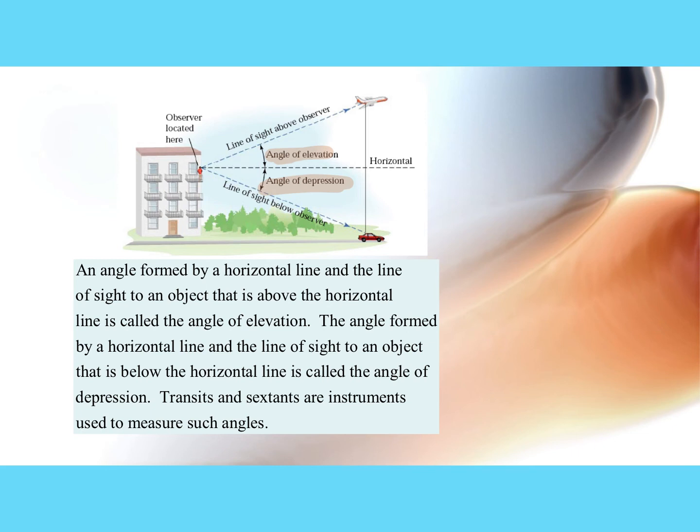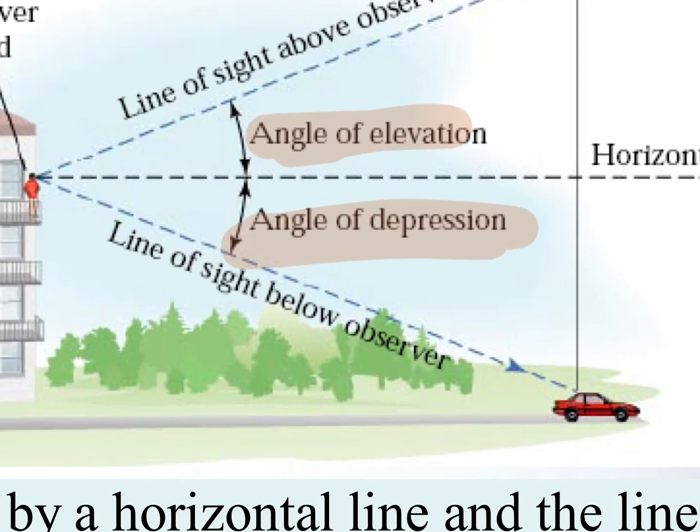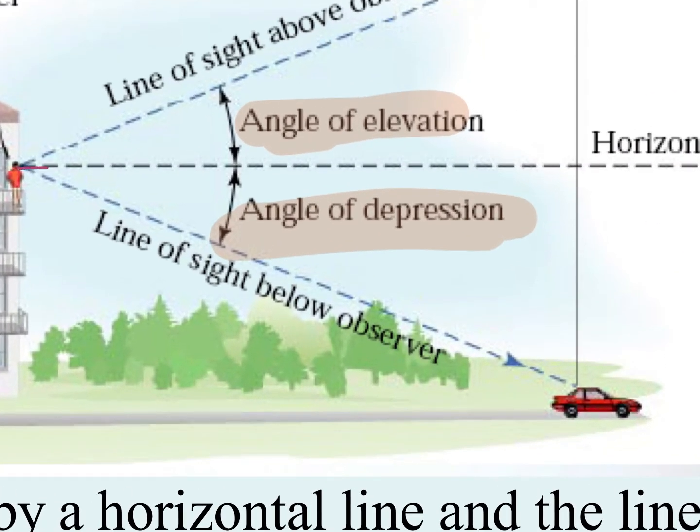Or if a person's standing on the edge of a building or on the edge of a cliff or on a balcony or on the top of the house, whatever it is, and they are elevated up in the sky, their angle of depression is from their eye level down. So if you have a person standing on a balcony, the angle of depression is from eye level, which would be the horizontal, down to whatever they're sighting.